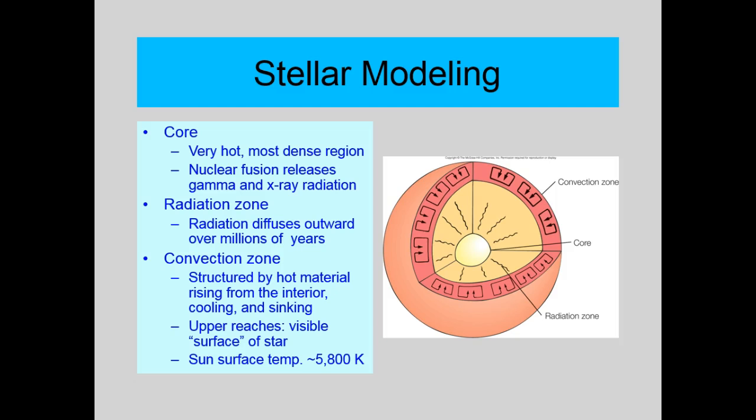The radiation diffuses outward. In a single star, it takes millions of years for that to get out. These are huge. Then you have the outer part, which they call the convection zone. Now you're getting close enough to the surface. The surface is cold out here. This is hot in here. The hot part moves outward, cools off, and then comes back in. That's convection.